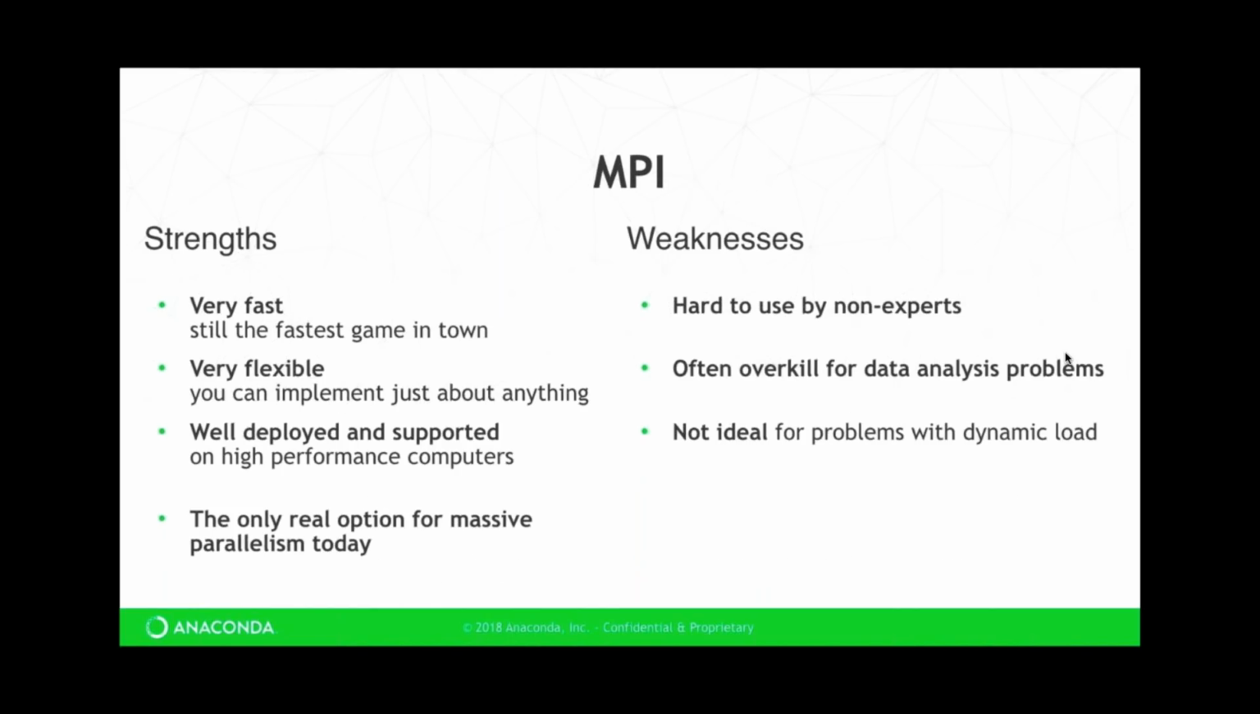And then finally, there's MPI. So high performance people in the crowd will know MPI as being the fastest and most flexible distributed system that exists. It's well deployed on high performance computers and is, generally speaking, just the fastest solution around. It's the only real solution if you want to do million core massive simulations today. That being said, it's hard to use by non-experts. It's not commonly used by data scientists, and it's often overkill for more data science problems. But if you really want the best speed possible, MPI will definitely beat projects like Dask or Spark or really any other project.